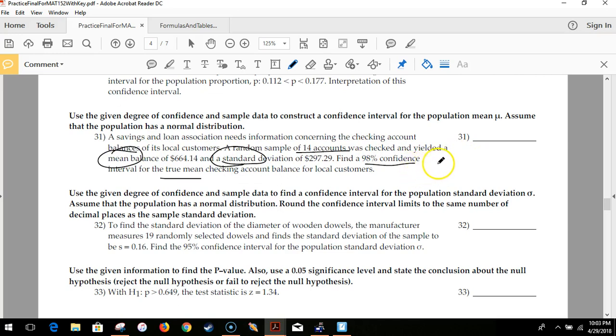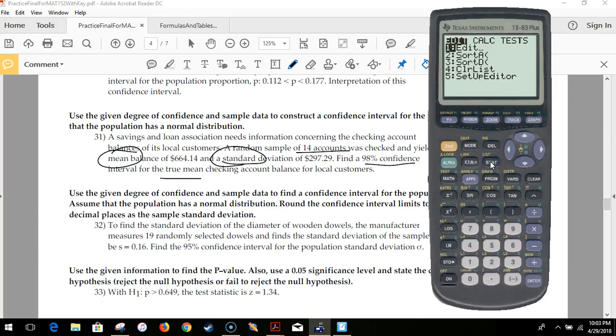So when you have a confidence interval for the mean, you have to say, is it a Z or a T? If you know sigma, then it's a Z. If there's no sigma, you only have S, like what we have here, that's a T, right? You only have sample. So I need to go into stat, test, T interval. I have the stats, 664.14. Standard deviation was 297.29. I had 14, and I want a 98. Takes a little bit longer for these to come up.